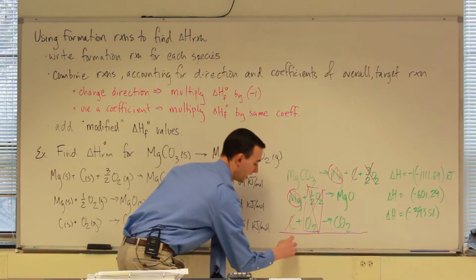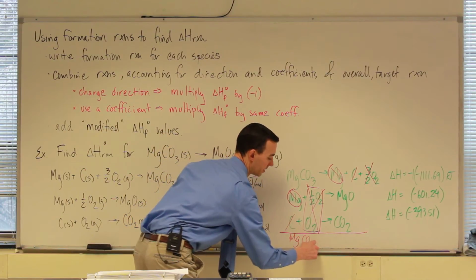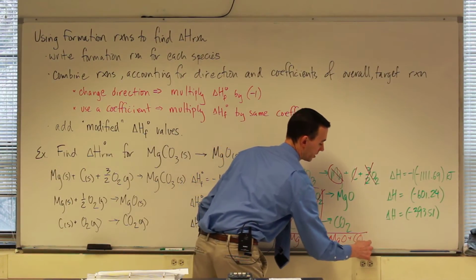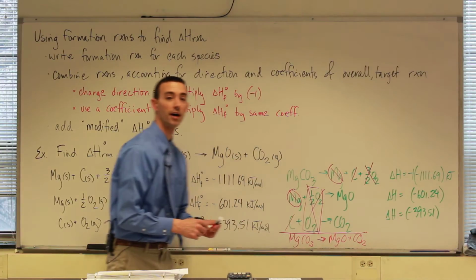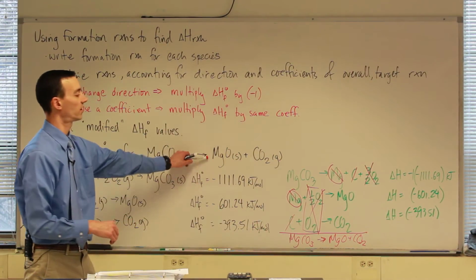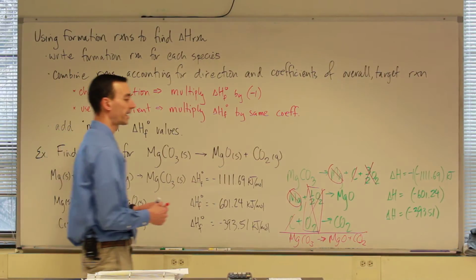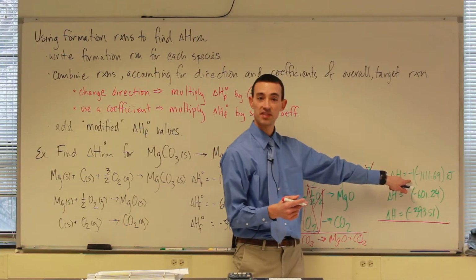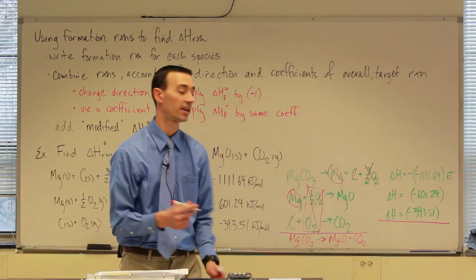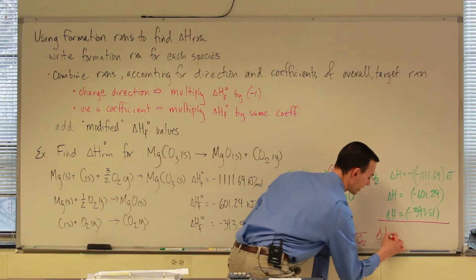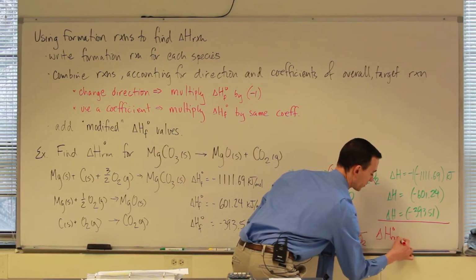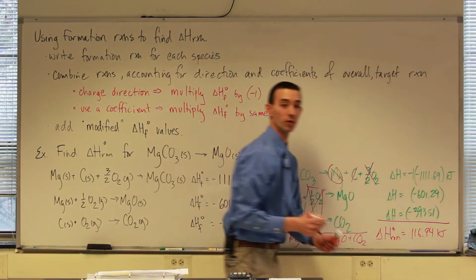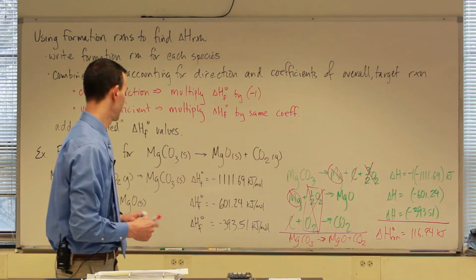So what's left? MgCO3 decomposing to MgO plus CO2. Sorry, that's down at the bottom of the board. I hope you can still see that though. It is in fact our target reaction. Therefore, we can just add up our energies over here, taking into account this negative sign that we had to use on our first reaction. And so the standard enthalpy change of reaction is positive 116.94 kilojoules. So we were able to determine that.